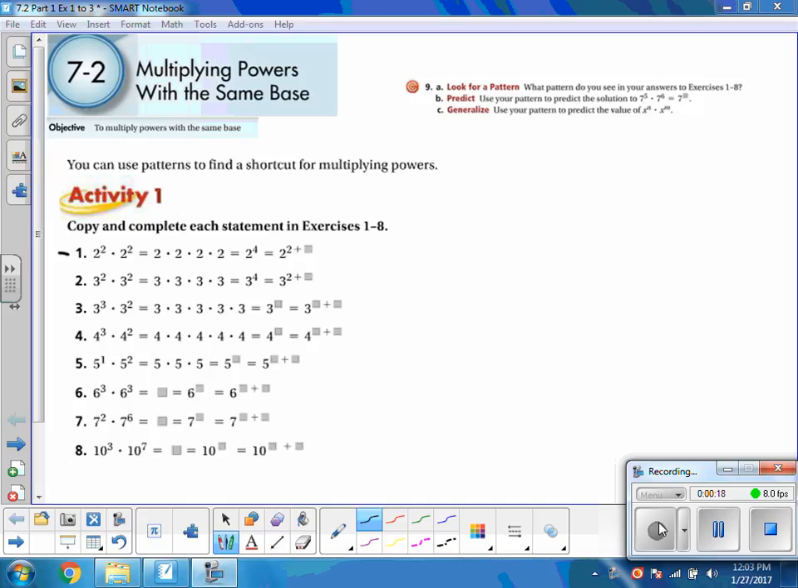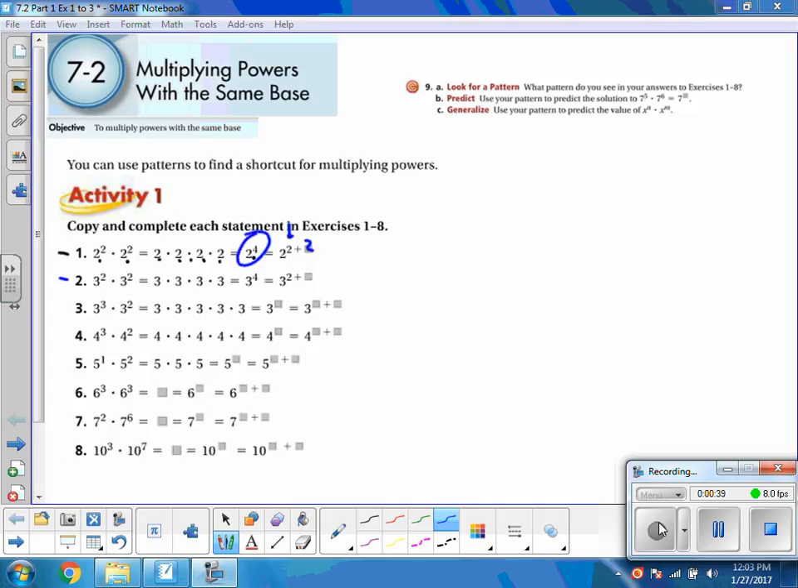So for number 1, we have 2 to the second power times 2 to the second power. So really that's 2 times 2 times 2 times 2, which is 2 to the fourth power. And we can see that as 2 to the second power plus the other exponent, 2, and that's where I get my 2 to the fourth power.